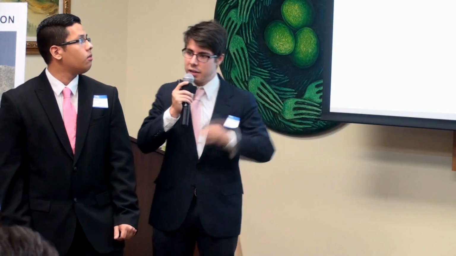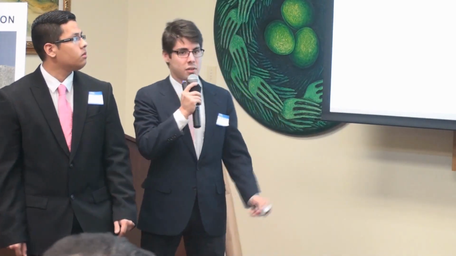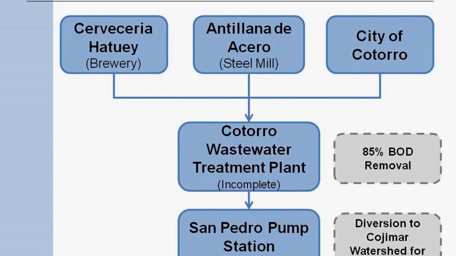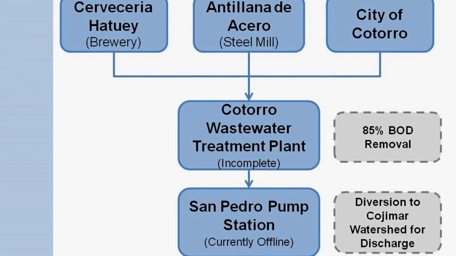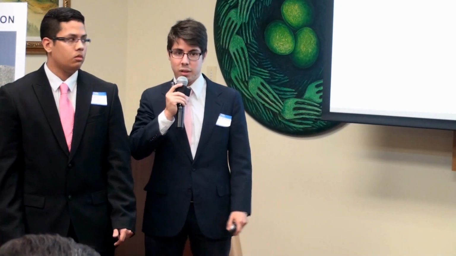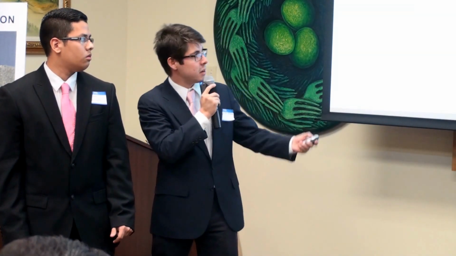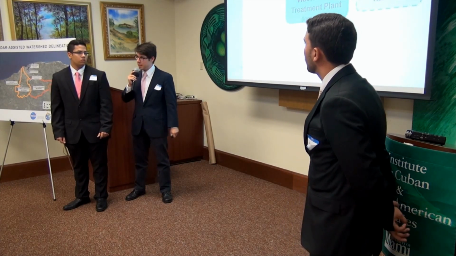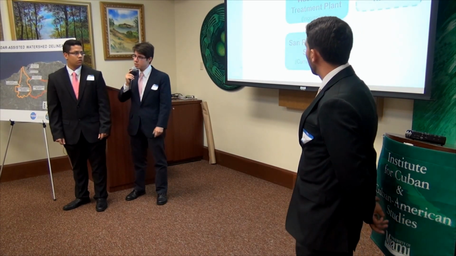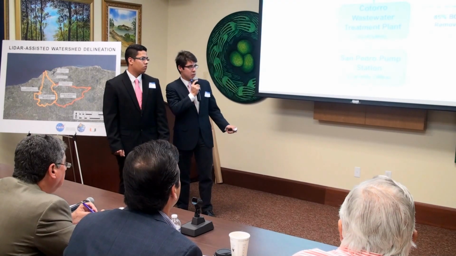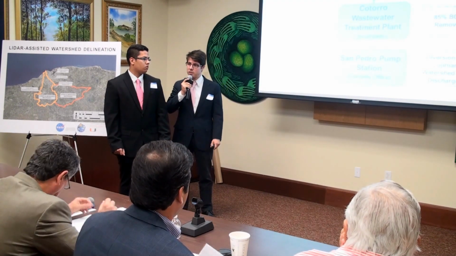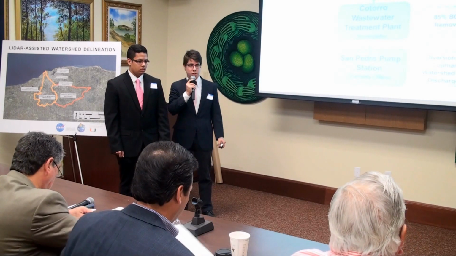So our remedies, it's a three-step process. The first step is once we identified our 3 point sources of contamination, we gather all of their effluent together in one point, send it to the Cotorro wastewater treatment plant, which is currently offline. There, it would be provided with primary and a high level of secondary treatment, and we would remove about 85% of the BOD in the water. This water would finally be pumped to the San Pedro pump station, where it would be diverted into the Cohimar watershed, which is much less sensitive to this water and less hydraulically linked than our current Upper Almendares watershed.